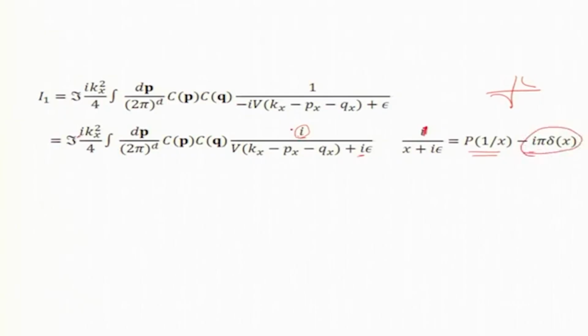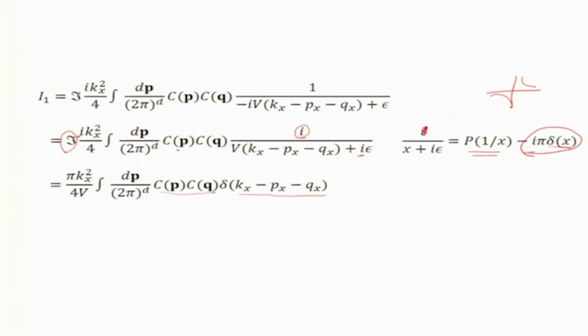There is an i here and there is an i here, so that becomes minus 1. There is another i. How many i's are there on top? 2 i's here, which is real, minus 1. There is another i here, which has a minus sign. So, I get an imaginary part. Remember, I have an imaginary part sitting in front. So, I will get a non-zero imaginary part by this trick. If I do all this algebra correctly, then I get this delta function, delta of kx minus px minus qx, cp cq, which is coming from here, and kx squared, and so this is my answer. So, this is for one of the integrals, I1.